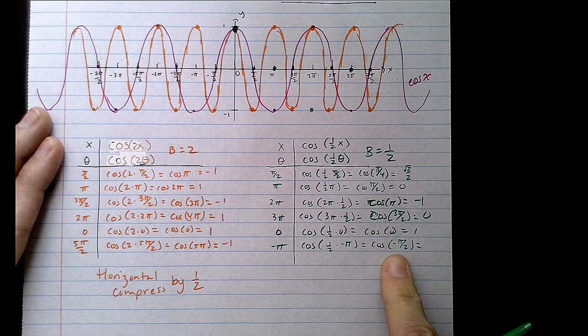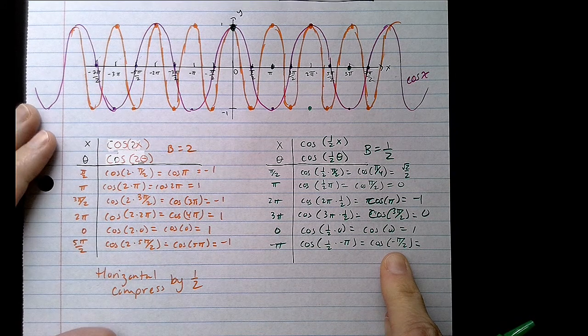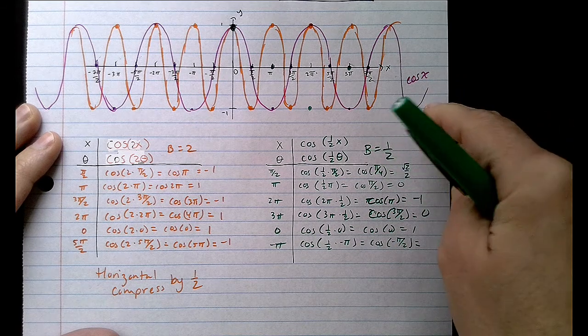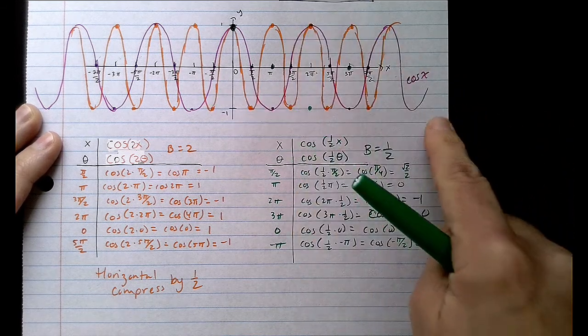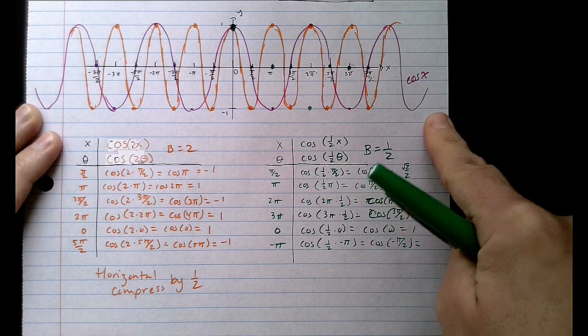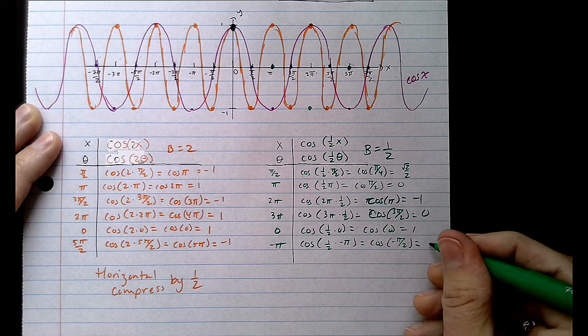In order to calculate this, it's the cosine of -pi over 2. The angle's negative. Don't panic. What it means is you're going to start in the same spot as your unit circle, but instead of going counterclockwise pi over 2, start in the same spot, but go clockwise pi over 2. So you're going to be down here at the bottom of the unit circle. So that is 0.